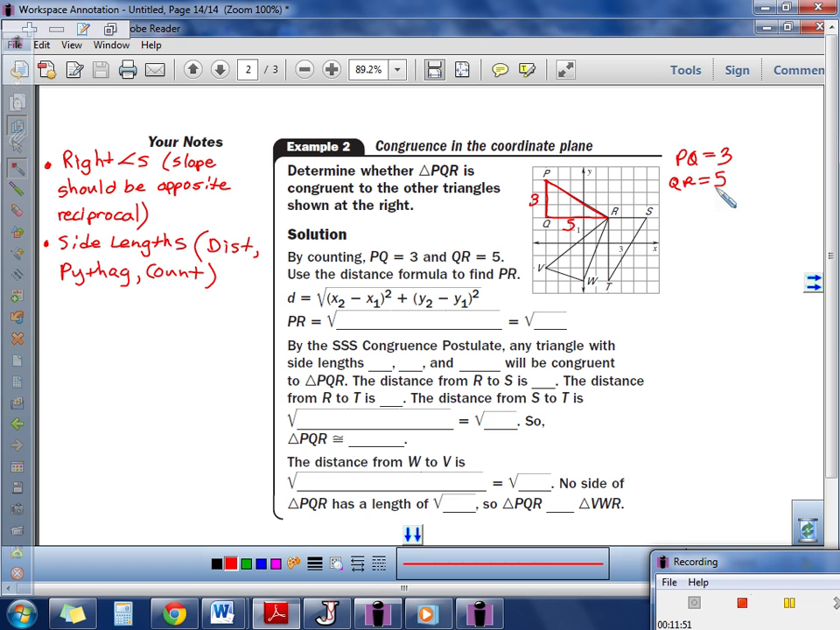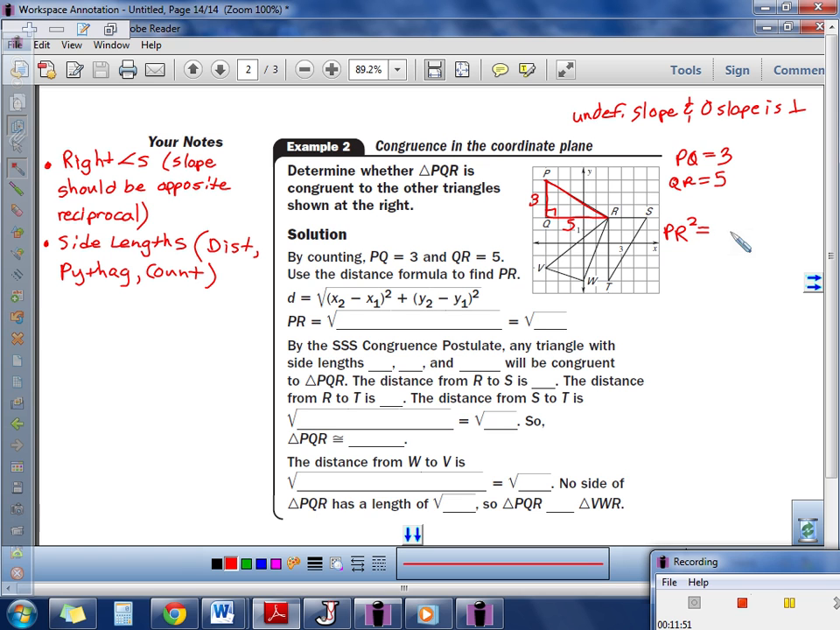I can do Pythagorean Theorem because along the grid, that's going to be a right angle because those are opposite reciprocal. This is undefined slope, slope of 0. So I could write that down. Undefined slope and 0 slope is perpendicular. So I know that's a right angle. Now I can use Pythagorean Theorem. So we'll call this one PR. PR is the longest piece, therefore it's my hypotenuse.